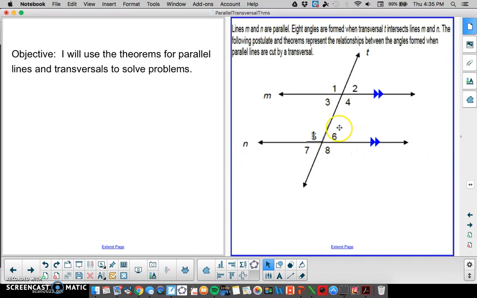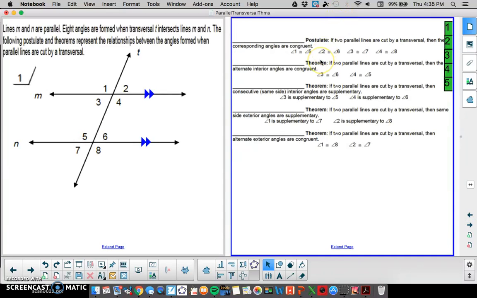Now, notice these little arrows on these lines M and N. This indicates in this picture that those lines are parallel to one another. That means that they will never intersect. Now, what we did in class is we compared angles with certain pair names and saw whether or not they were congruent or supplementary. And we saw that several angle pairs were congruent only when lines were parallel, or several angle pairs were only supplementary when lines were parallel. And we have theorems and postulates to represent those relationships.